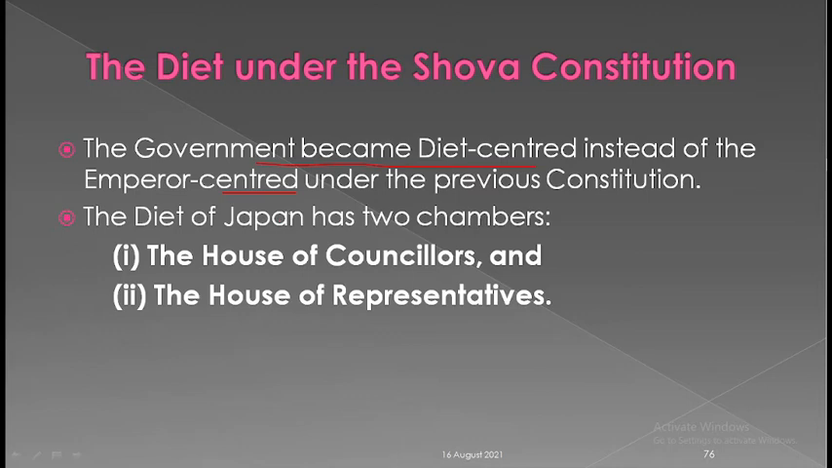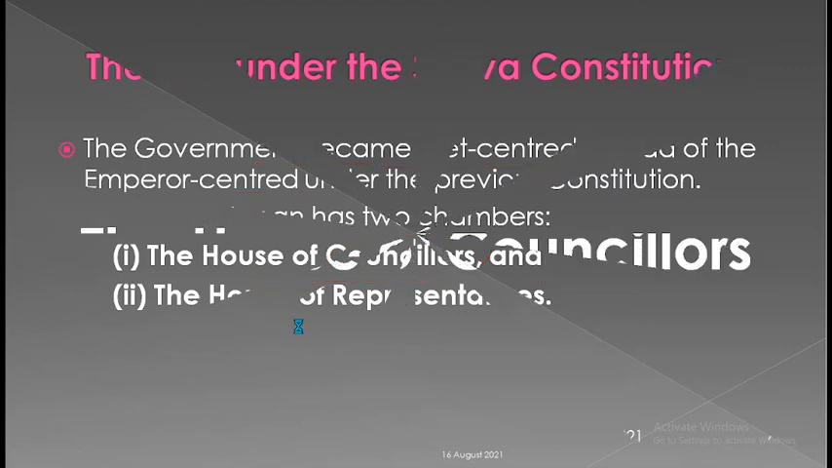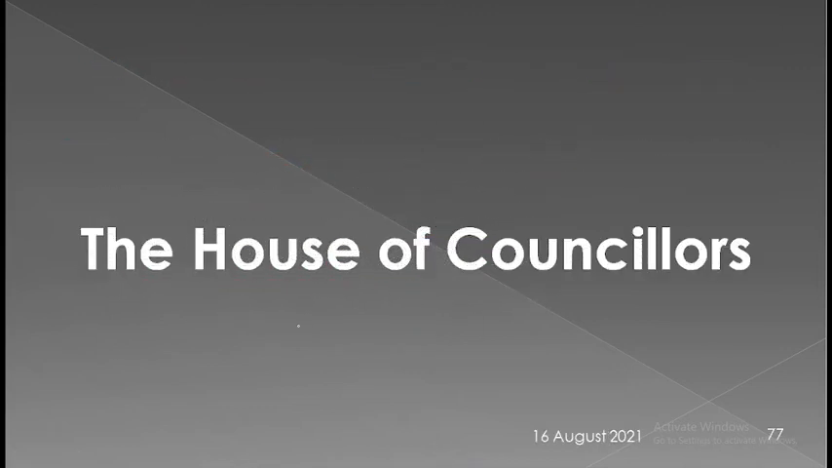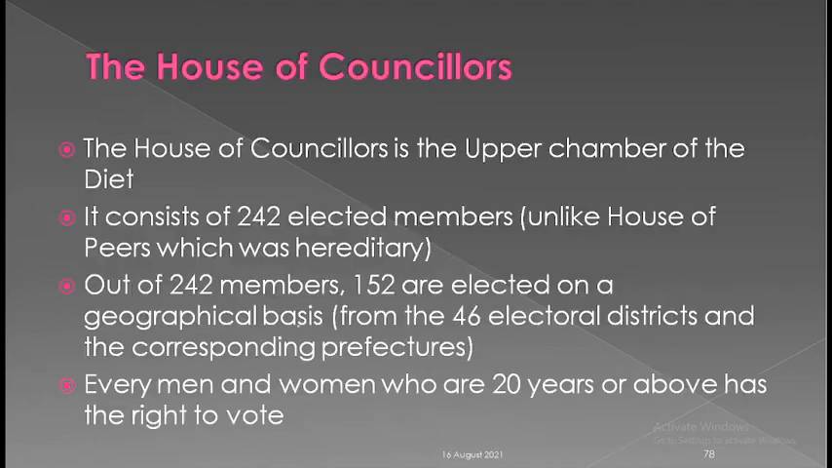The Diet of Japan under the Showa constitution has two chambers, the House of Councillors and the House of Representatives. Under the Meiji constitution we had the House of Peers, but now we have the House of Councillors. The name of the House of Representatives is the same. Now let's discuss the House of Councillors first.